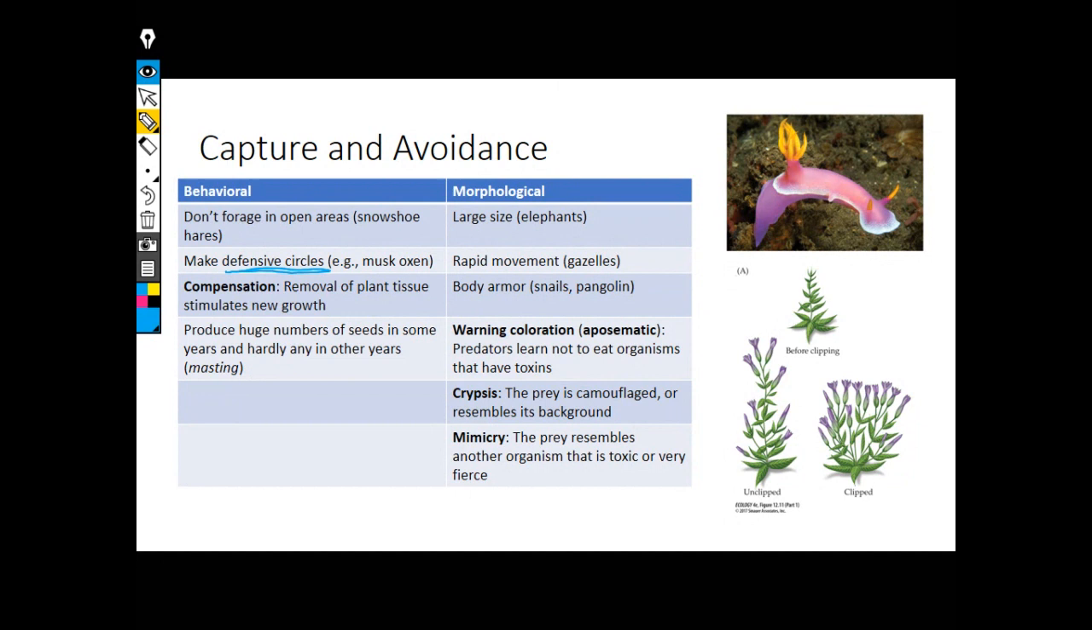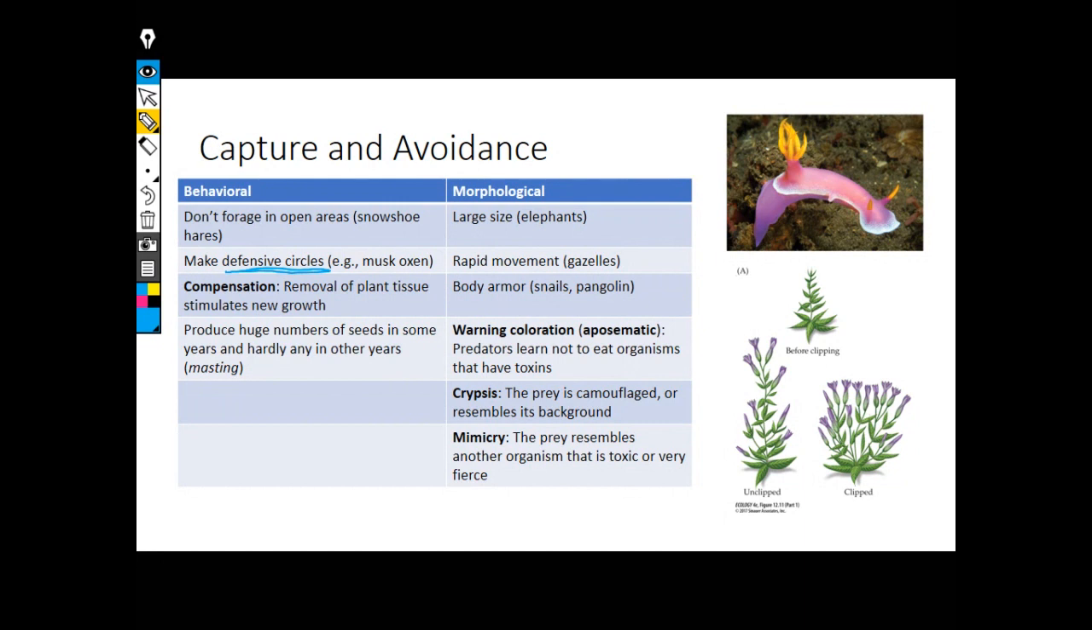Okay, let's look at behavior of plants because we tend to forget that plants can also have behavior. All right, so the two biggest behaviors we see in plants are called compensation and masting. Okay. The example I have in the picture here in the bottom right-hand corner is an image of compensation. And this is a behavior plants do in response to predation. And so some plants, when they experience damage, in this case we've done human damage, clipping, literally taking a scissors or a shears, right, and snipping off parts of the plant.